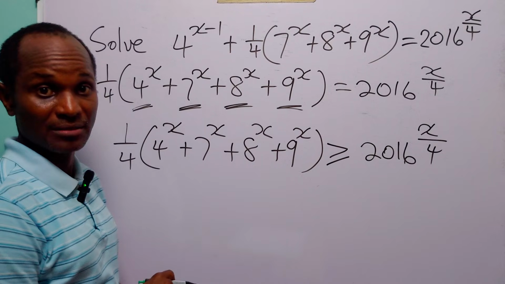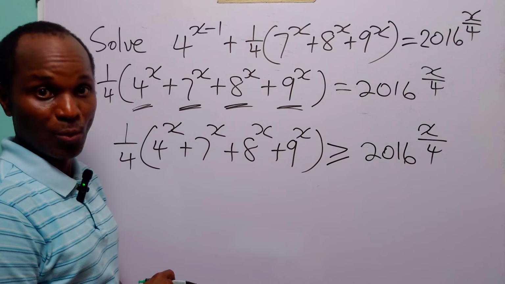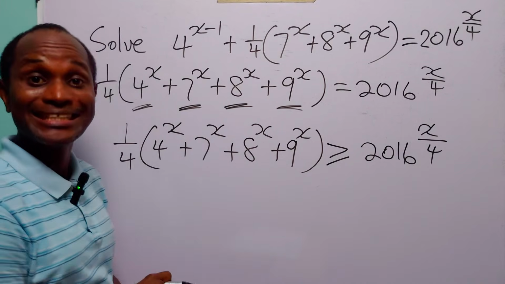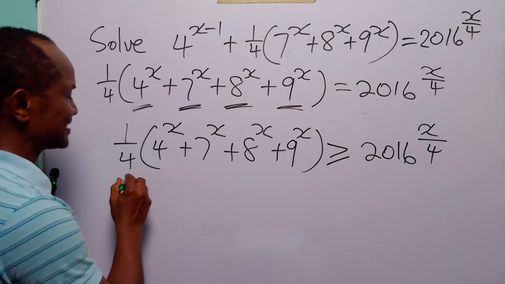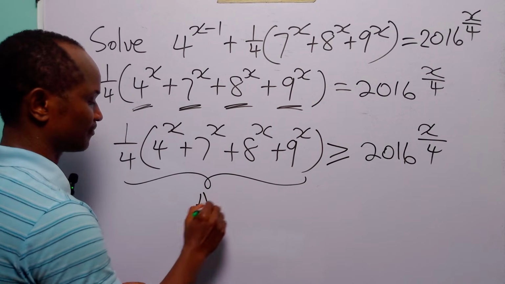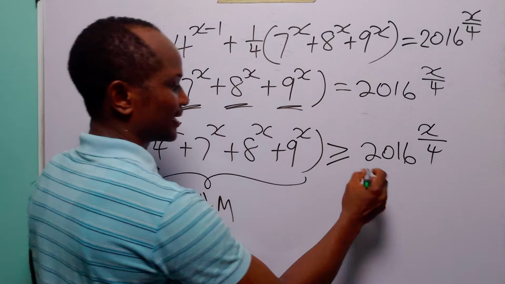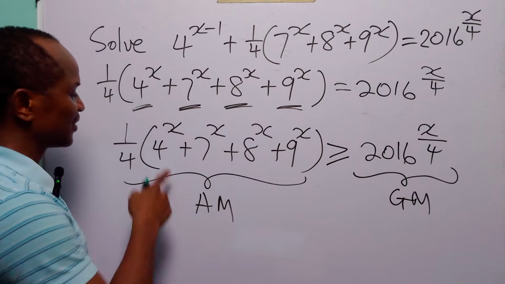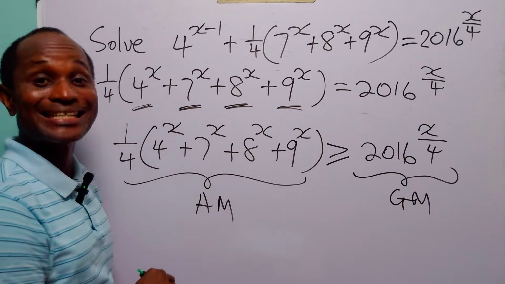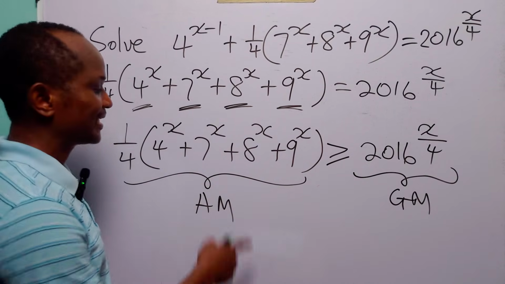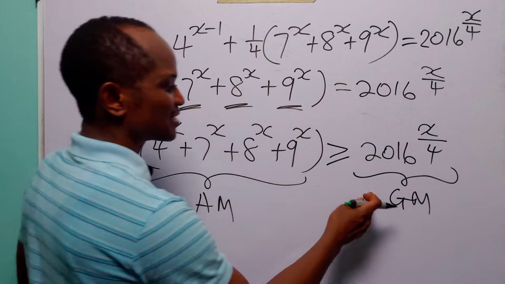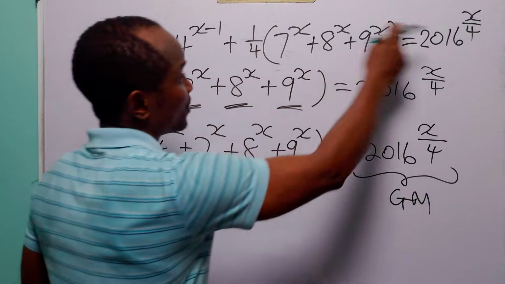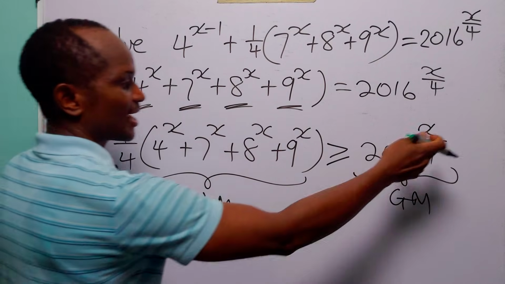Now, what does this mean? According to the AM-GM inequality, if these four numbers are different, then this arithmetic mean must be greater than this geometric mean. But if these four numbers are the same, if they are equal, then this arithmetic mean must be equal to this geometric mean. Now, of course, from the equation, we have that this is equal to that.